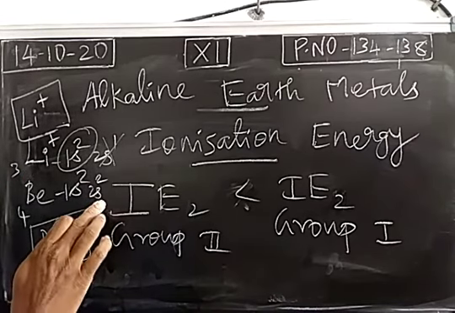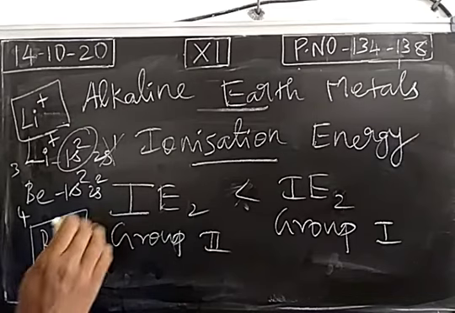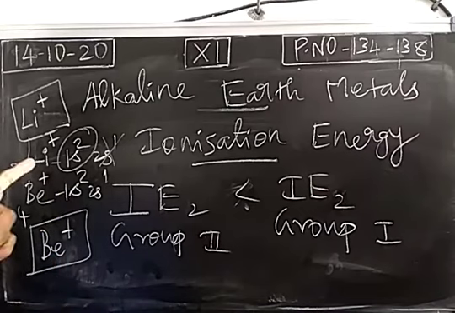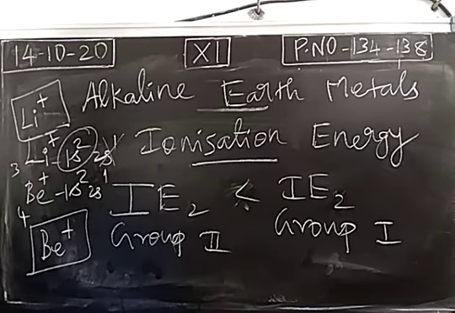When an electron is removed from beryllium, this will become 1s2, 2s1. Now this is not the electronic configuration of noble gas. When the first electron is removed, lithium attains the electronic configuration of noble gas, so this is stable. By removing the first electron, beryllium is not stabilized, it still has 3 electrons. Because of lesser size, beryllium has more ionization energy.